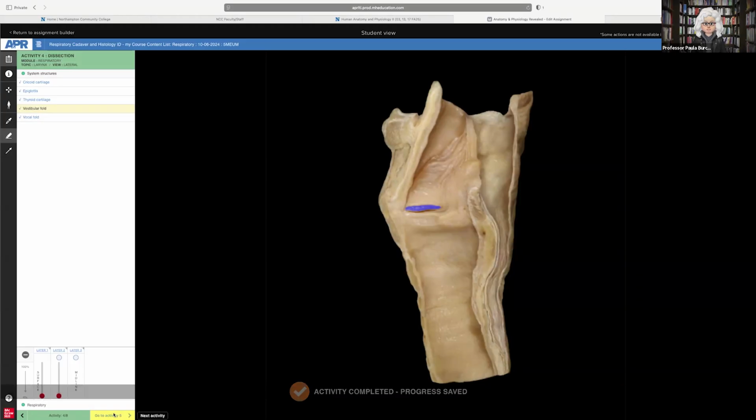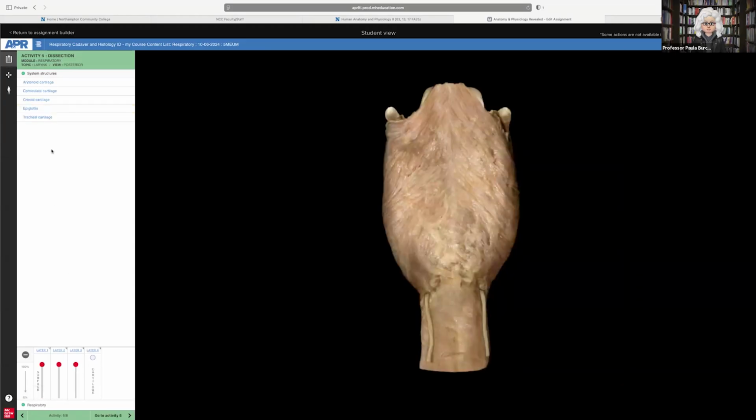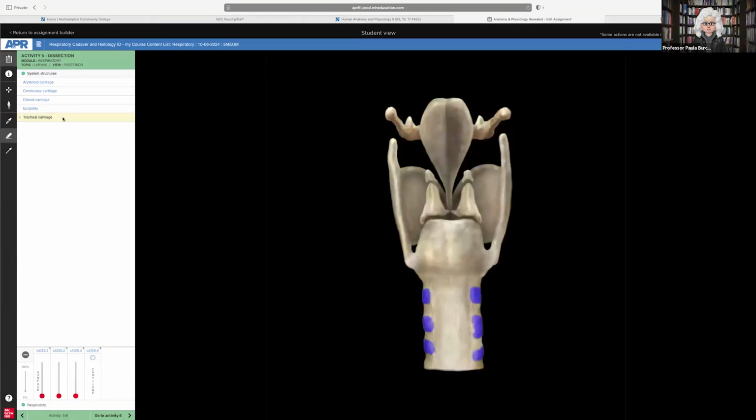Let's look at activity 5. Again, this is going to be a posterior view, so let's remove some of the muscle. Here, we're in the trachea. You can see the tracheal cartilages, as I mentioned before, don't go all the way around to the back. So you're going to have that.